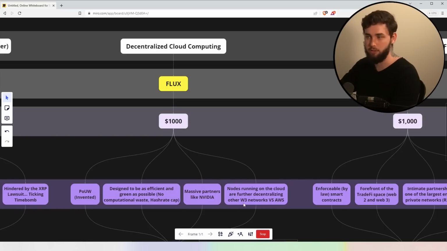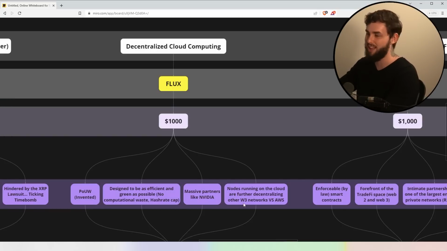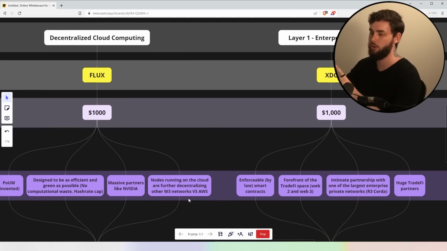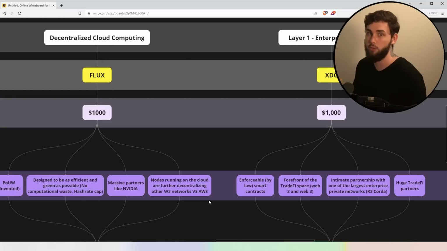And they have some massive partners as well. A lot of the projects on this list will have massive partners, but I do want to point it out, right? One such is NVIDIA. And nodes running on the cloud are further decentralizing other Web3 networks. You can compare that with, let's just say, I think Ethereum has over 50% of all their nodes right now running on AWS, the Amazon Web Services virtual cloud, whereas Flux is a decentralized cloud. Therefore, if you run a node on the Flux cloud, it's a decentralized cloud itself. Therefore, you're actually decentralizing another network further, which is super big, right?